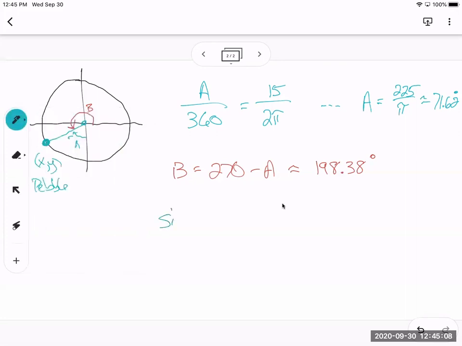The sine of theta defined in circular trig is just the y coordinate over the radius. So I know all these things. I know the angle, I know the radius, and I don't know the y. So I can figure out this y value. It is the radius, which is 12, times the sine of my not friendly angle, 198.38 degrees.